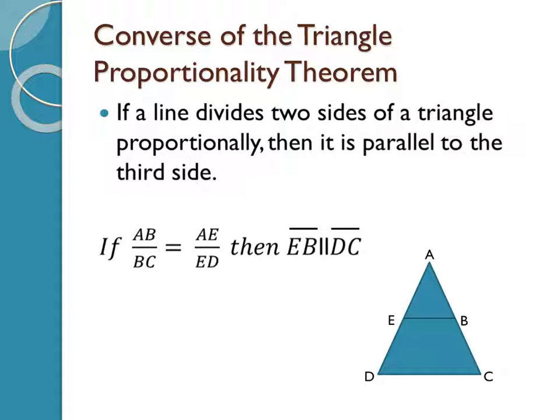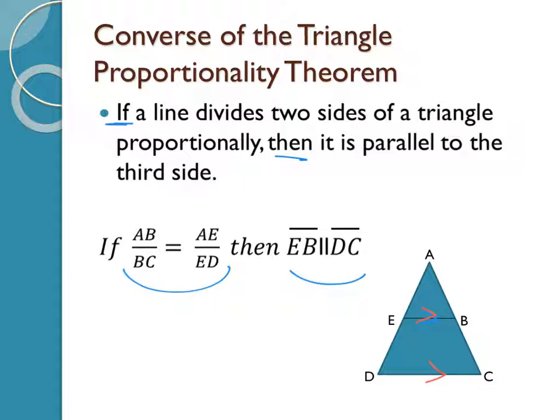Okay, let's look at the next slide, which is the converse of the triangle proportionality theorem. We're switching the if and the then. So we've switched the if and the then, and now it's the converse. So now instead of first saying that the lines are parallel and then the sides are proportional, now we're saying that if the sides are proportional, then these two sides are parallel.